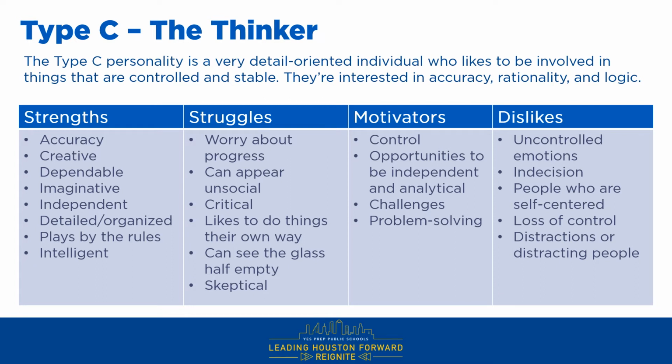The motivators for type C personality are being able to have control, opportunities to be independent and analytical, being challenged, and being able to problem solve. Dislikes of the type C personality are uncontrolled emotions, indecision, people who are self-centered, loss of control, and distractions or distracting people. So now that we've considered type A, B, and C, let's take a look at type D. And as we're doing so, which personality type is standing out to you as being the most like you?